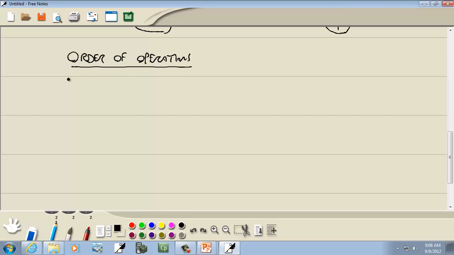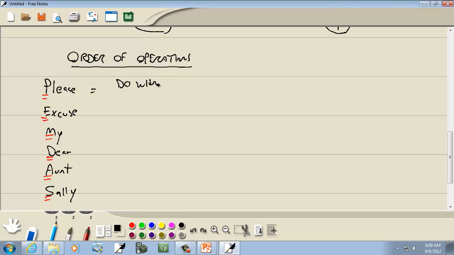Now we've got a way to help us remember what to do. It's Please Excuse My Dear Aunt Sally. And the first letter of each of these words will kind of guide us on what to do. This first one says, do what is inside the parentheses.